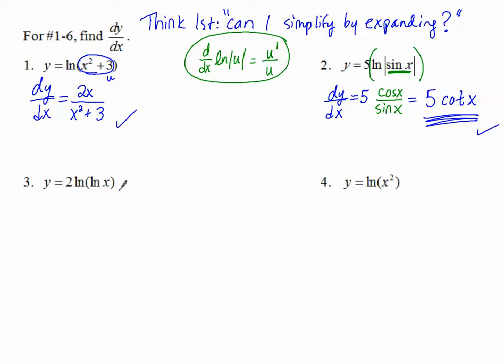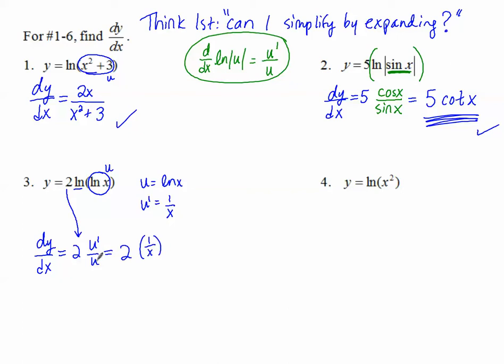How about this one? Looks kind of tricky because there's two natural logs. Just take your time and think of what is in this natural log function, this stuff. So this is my u. Perhaps off to the side you say, well, this is my u, natural log of x. What is u prime? The derivative of natural log of x is 1 over x. So now when I go to what is dy dx, I think to myself, oh, this is a natural log function, so u prime over u. Of course, we won't forget about the coefficient of 2. It becomes 2, u prime is 1 over x, u is natural log of x.